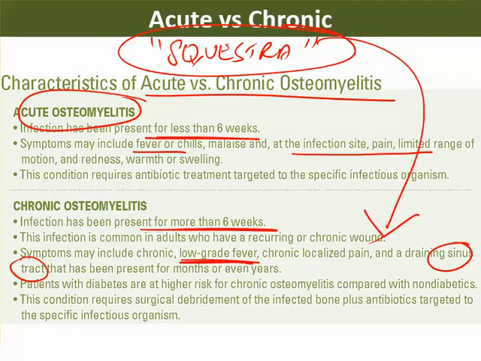It is chronic osteomyelitis. So in the X-ray you see sequestra, in gross you see sequestra, in microscope you see sequestra. It is chronic osteomyelitis. What is sequestra? It is dead bone particles.